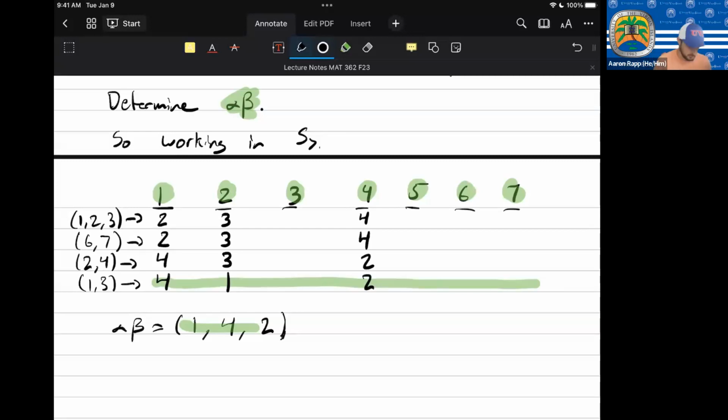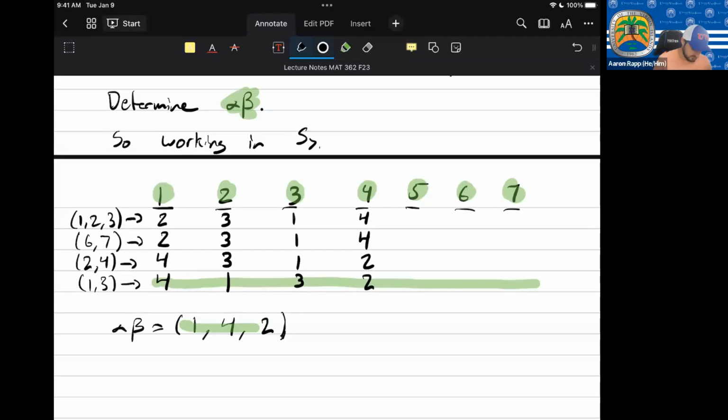Let's start with 3. Well, through the first cycle, 3 gets sent to 1. I don't see 1 appear in either of the next 2 cycles, so 1 stays 1. And then at the end, 3 gets mapped back to itself. So 3 gets mapped to 3.